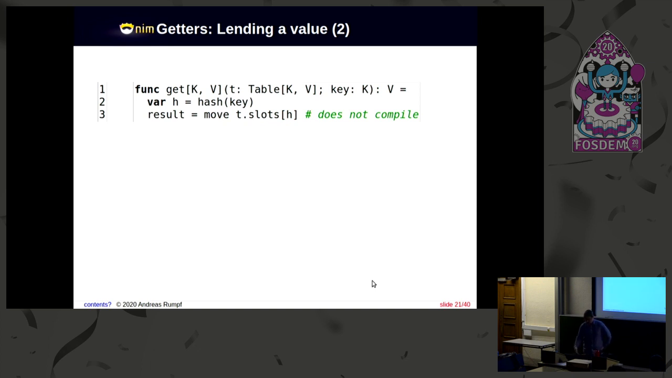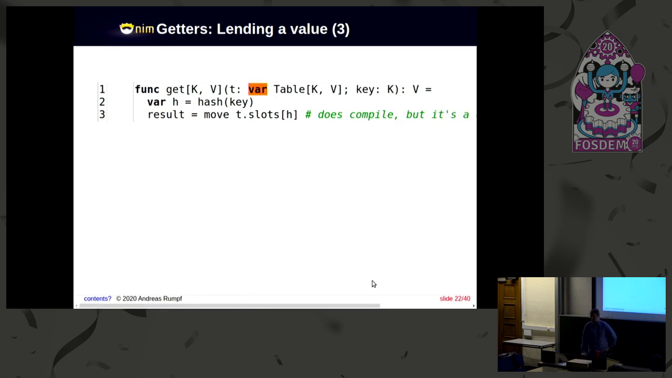Okay, so let's make it mutable. Okay, this works. But now you need to think about what happens. You move the value out of this table, so you can access it exactly once, and then it's gone afterwards. So that's pretty bad. Unless maybe, if you have a pop operation for your stack, that's exactly what you want. But for a hash table, it's pretty bad.